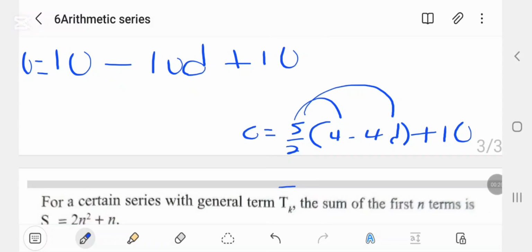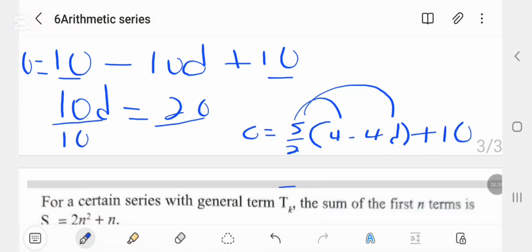So we're looking for D. Let's move D to the other side, so it becomes positive 10D. Then this 10 plus this 10 is 20, so 20D is equal to 20. So now it means our D is equal to positive 2.